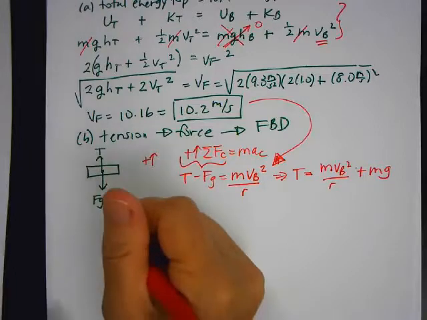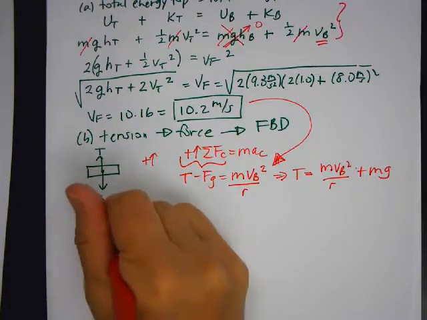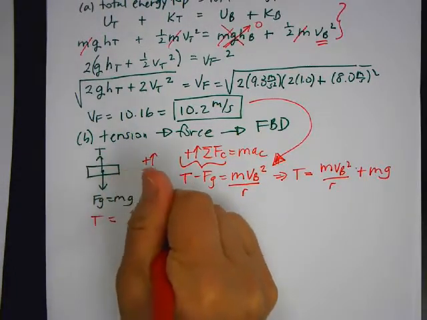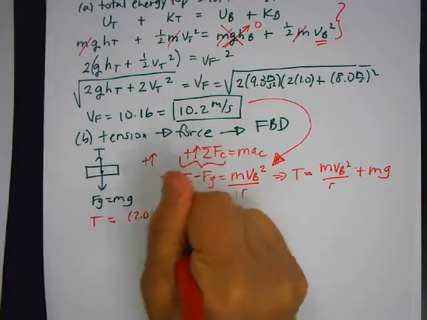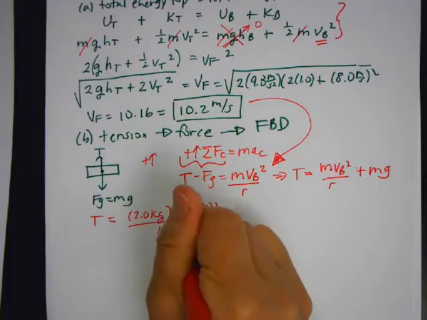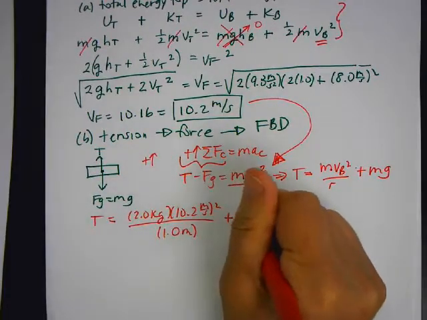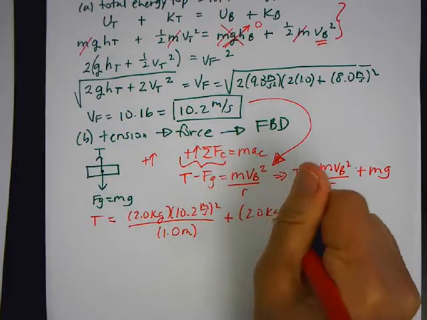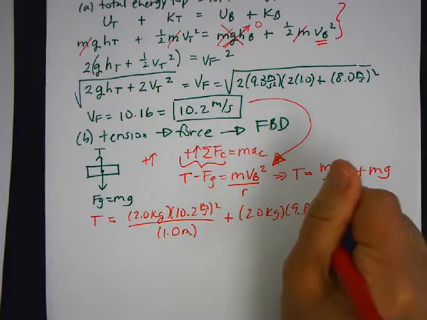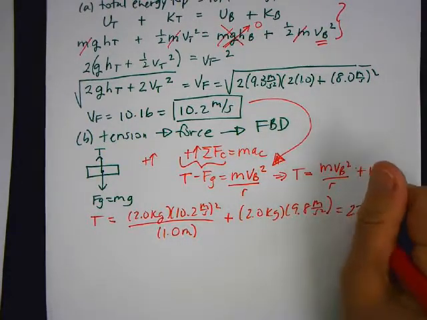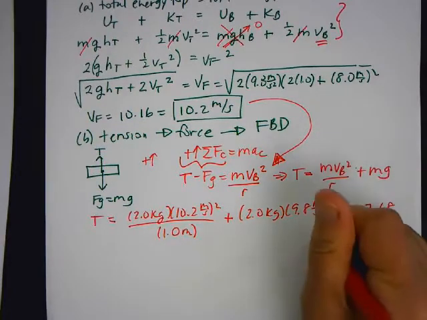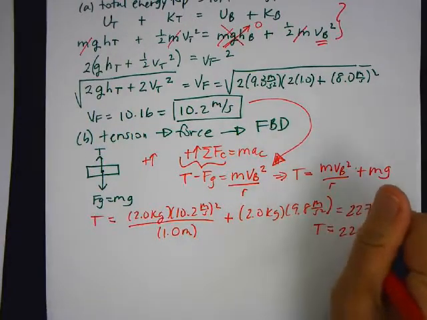So now I'm going to substitute in my values. So tension is equal to 2 kilograms times 10.2 meters per second squared over 1 meter, plus 2 kilograms times 9.8 meters per second squared. So when I do all that, my tension comes out to be 227.68. So we'll say the tension is 228 newtons.